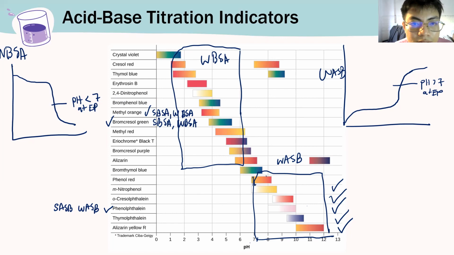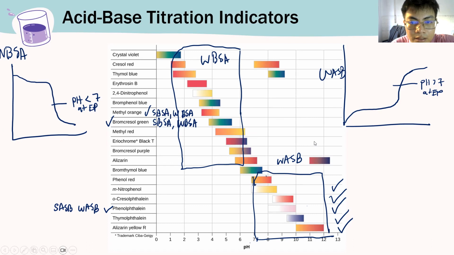Ang pinaka-point ko dito is that you choose an indicator that will change color when you are about that pH, no? Na mag-endpoint na siya, no? And gusto mo, that yung color change will surpass near the endpoint, near the post-equivalence point, no? Okay. Kasi kapag yung pH change niya is below the post-equivalence point.